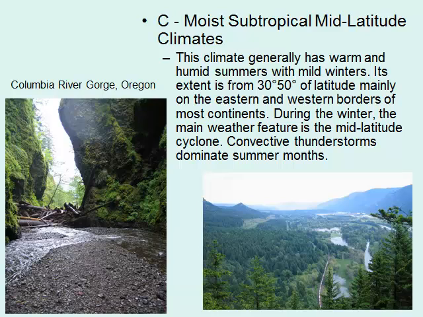And these extend from about 30 to 50 degrees latitude on the eastern and western borders of most continents, close to the ocean. During the winter, the main weather feature would be mid-latitude cyclones, and that's what we have here all winter long, bringing all the rain that we get in the wintertime. And then oftentimes there are some thunderstorms that dominate the summer months, which we get some warnings of here, but are also big and very, very common in the southeast U.S. So this is the C zone.